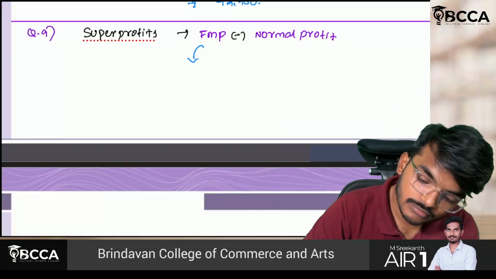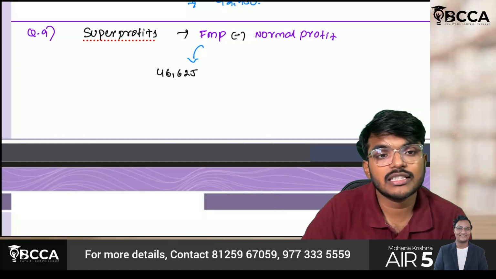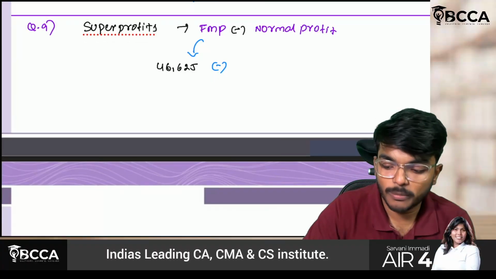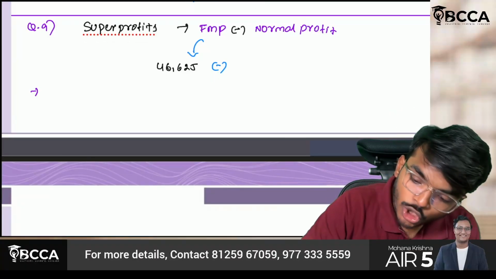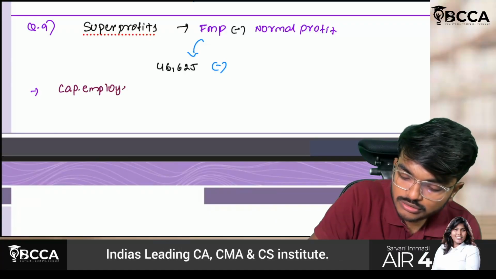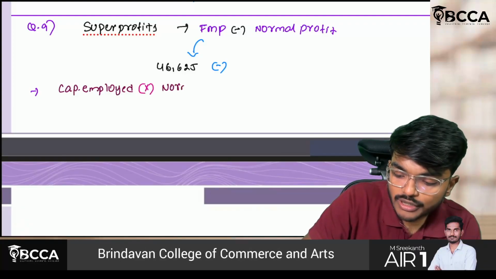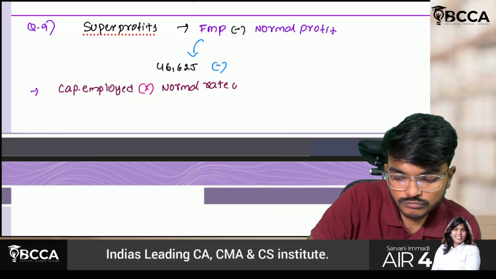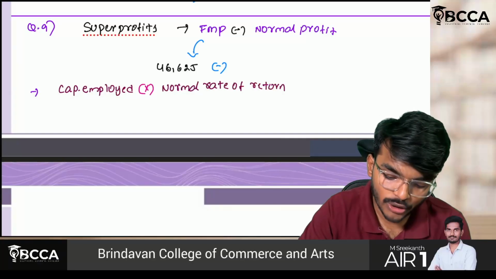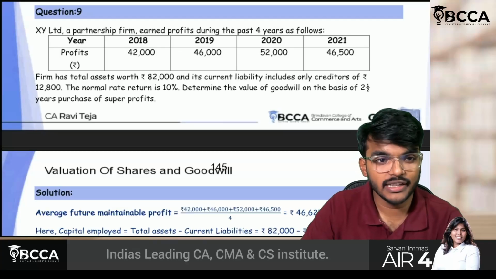Just check whether I am correct or not. 46,625 is the future maintainable profit. From this, you have to deduct the normal profit. What is the normal profit? You will get it like this: capital employed multiplied by the normal rate of return. How will I get capital employed? Take the total value of assets, and from that deduct the total value of outside liabilities.